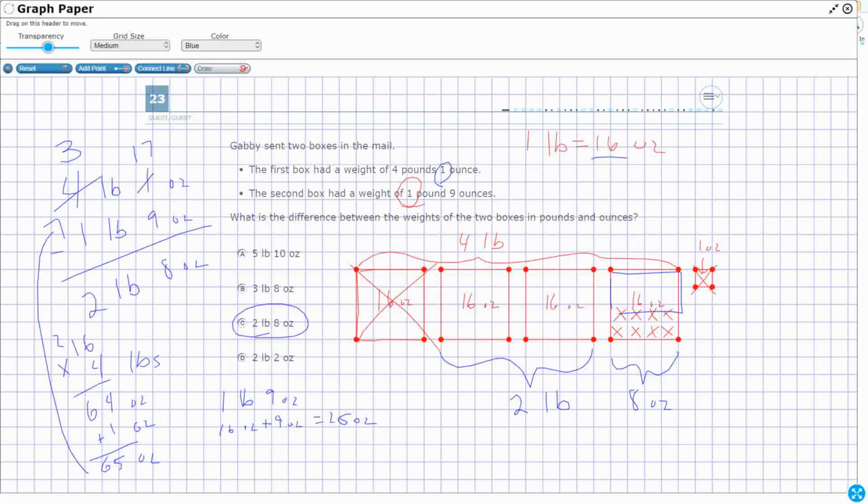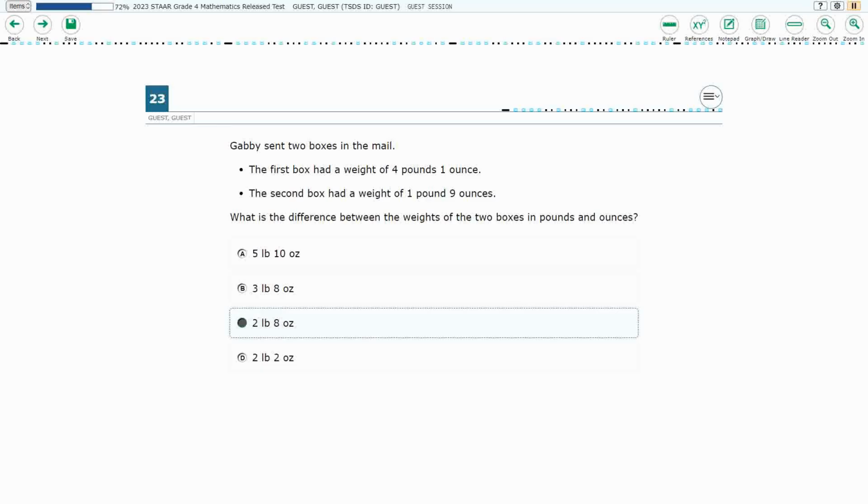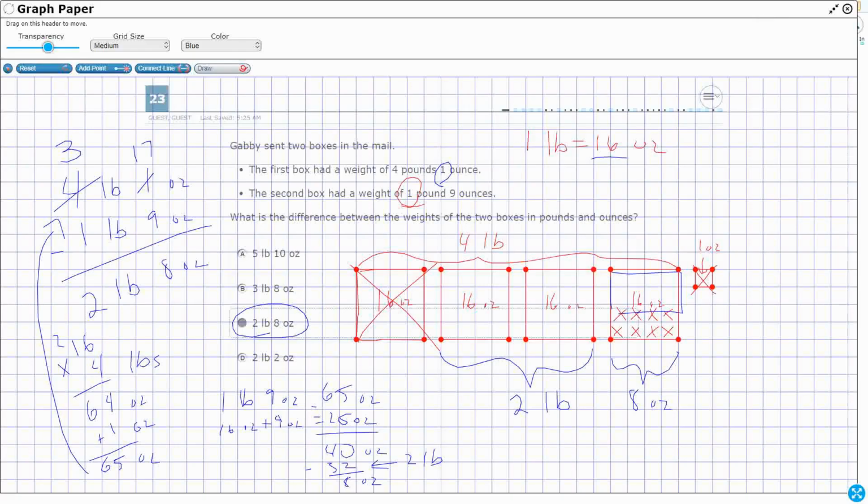So let's just subtract these two. 65 ounces minus 25 ounces. See, now that I've got ounces and ounces, that's an easy subtraction. I've got 40 ounces left. The problem is I need to turn that back into pounds and ounces. Okay, so how many 16s can I get out of there? Well, I can get 2 16s because that's going to make 32, right? So that's going to leave 8 ounces left. So I've got 2 pounds, 8 ounces. Any way you look at it, the answer is C. Let's see how we did across the state of Texas.